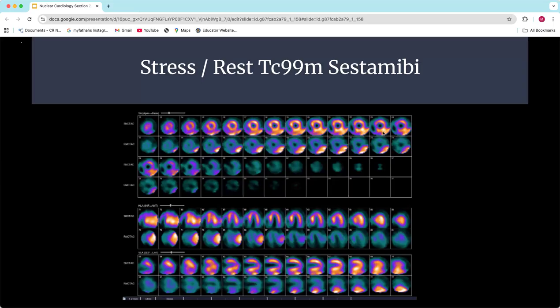Probably not. You can't, because if there was a defect here, I can't tell if there's a defect on this rest scan in the inferior wall because the bowel is covering it. There could be one under there, but I can't see it. And so this is a problem. On this test, this tech should not have accepted this rest scan. This is a rest scan that was accepted.